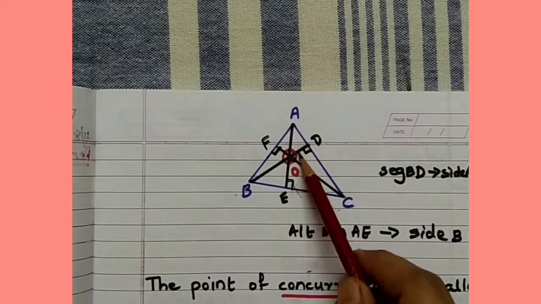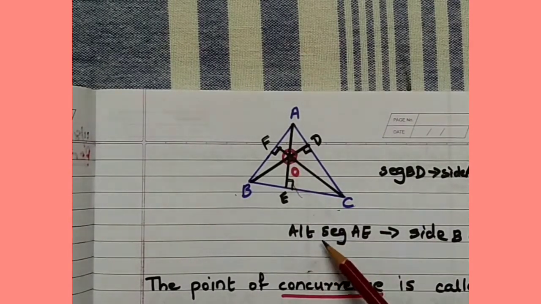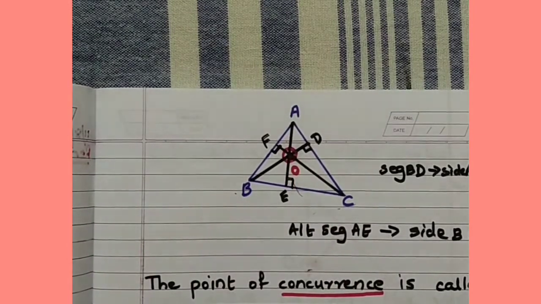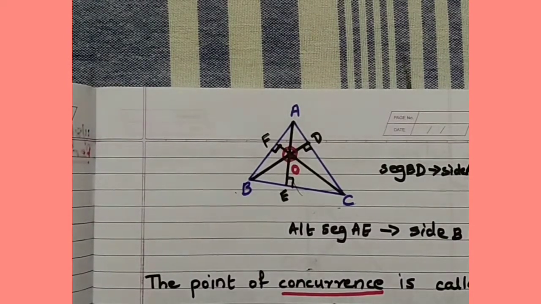Now these altitudes, as you can see, they meet at one point inside the triangle. So the point of concurrence. Now what is the point of concurrence? Concurrence point is a point where 3 or more than 3 lines or segments meet. Not 2, remember, there are 3 segments or more than 3 segments. So whenever 3 or more segments meet at a single point, that point is known as the point of concurrence.